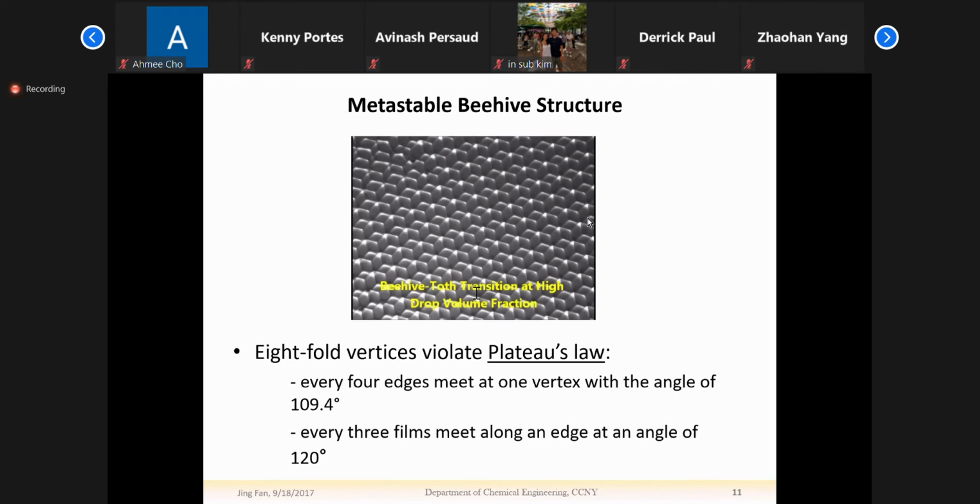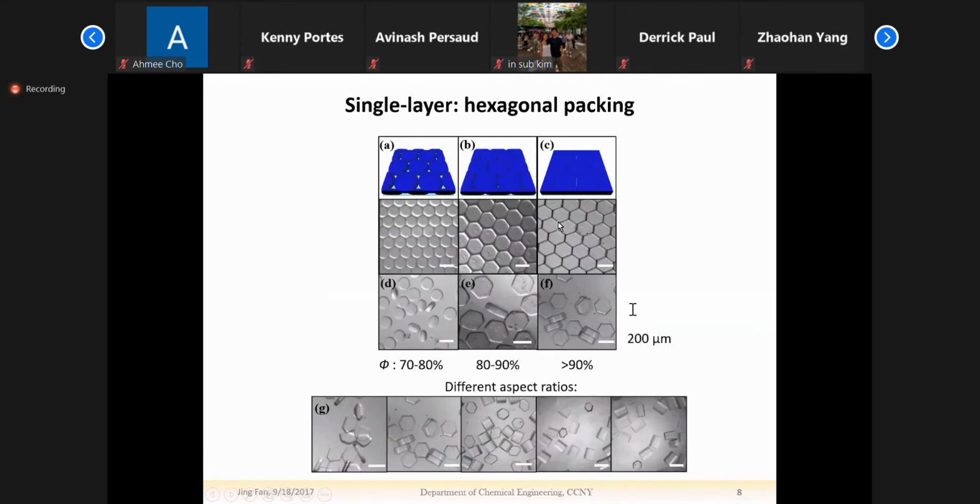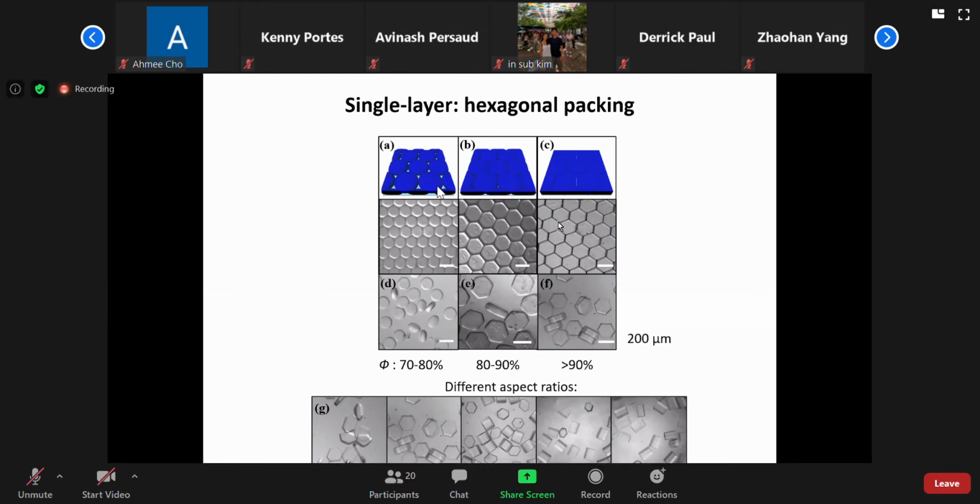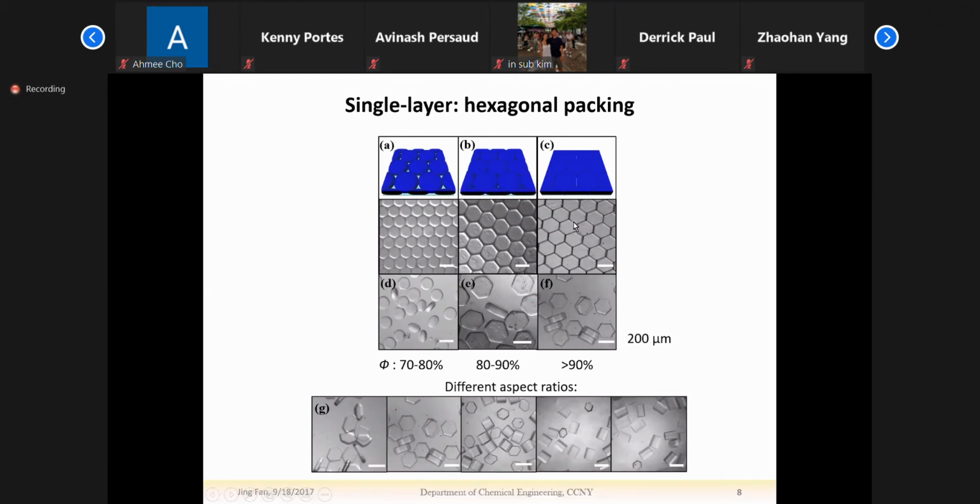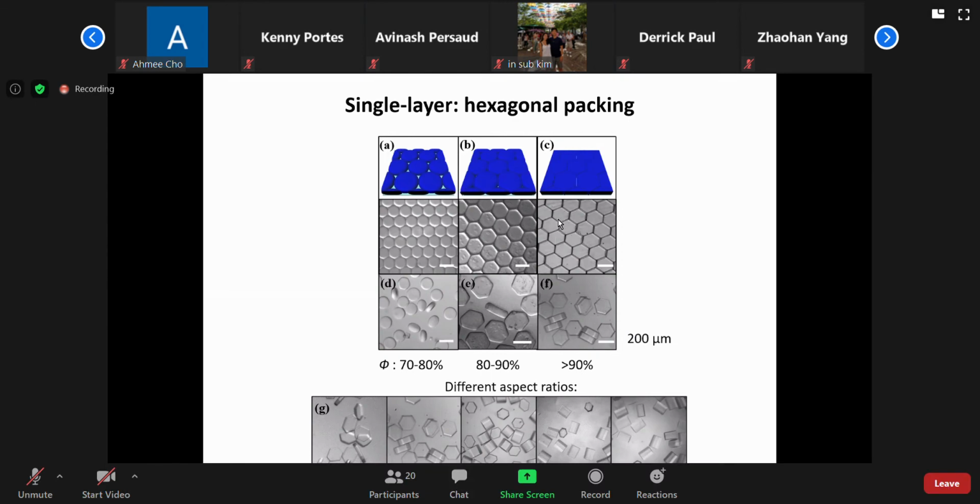So the answer is this: hexagonal packing. You partition a plane into this hex, which gives you the minimum perimeter, minimum length.